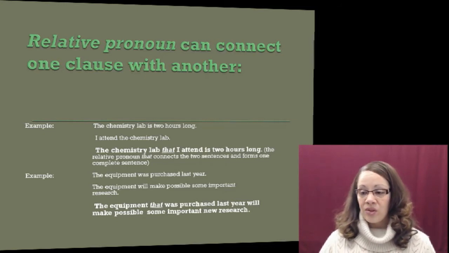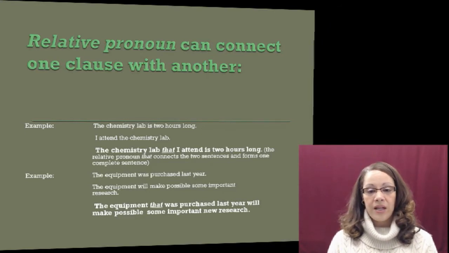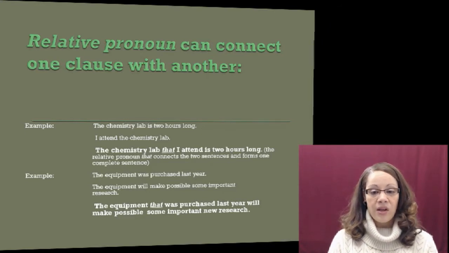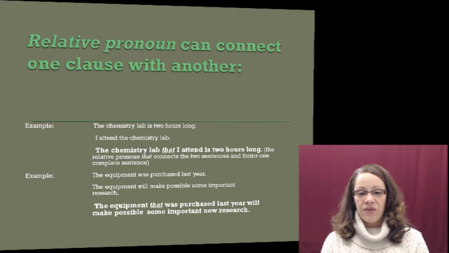Our next simple sentence is the equipment will make possible some important research. Let's find our verb. Will make is our verb. We have helping verb will, main verb make. Who or what will make? Equipment is the subject of the sentence.